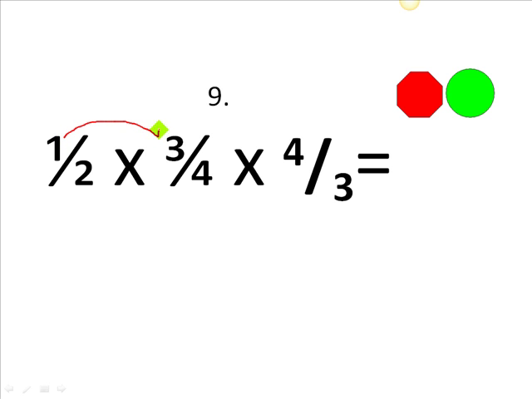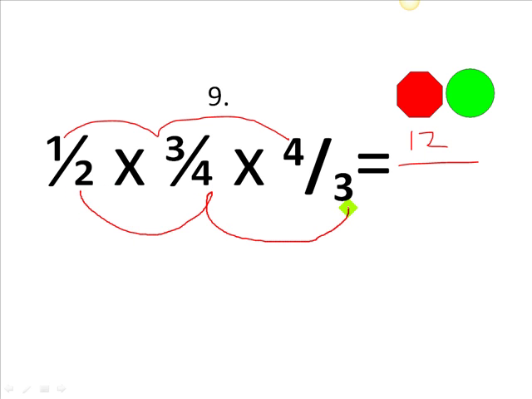So 1 times 3 is 3, and 3 times 4 is 12. So our numerator is 12, and then I say 2 times 4 is 8, and 3 times 8 is 24, so I have 24. So my fraction is this, but I haven't simplified it yet. Maybe you can recognize that it can be simplified to 1/2. But let's take a look at how you would do that.